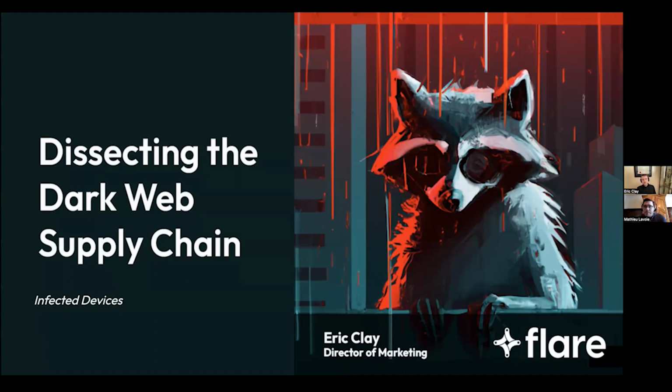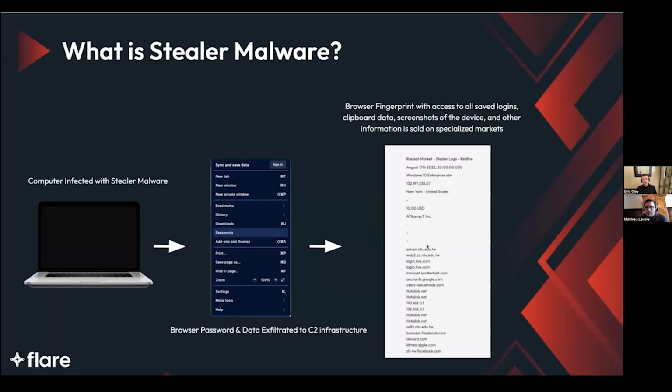I have done. Awesome. So today we're talking about dissecting the dark web supply chain and infected devices. So let's go ahead and kick this off. What is stealer malware? What is an infected device? So the general way things work is a computer gets infected with stealer malware, and that can happen from a variety of things. I would say cracked software, phishing emails, and malicious advertisements are probably the top three.